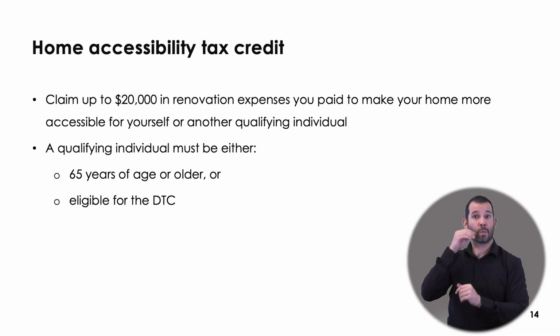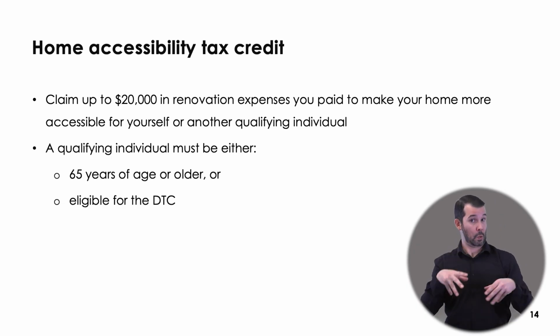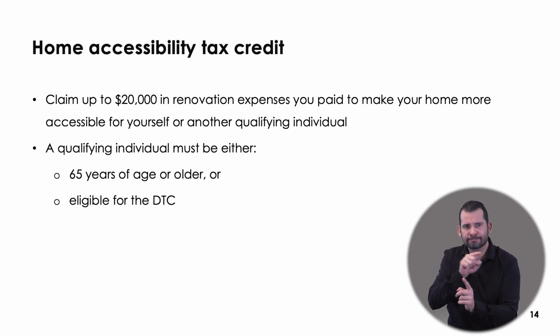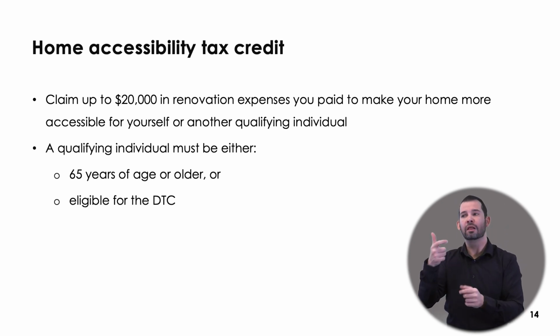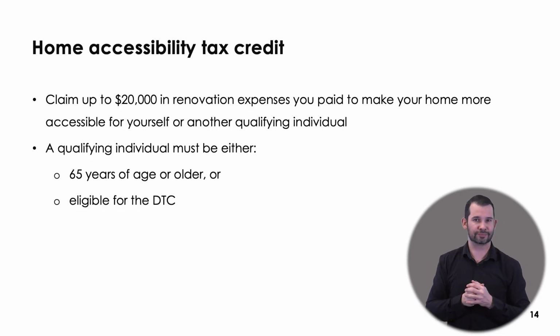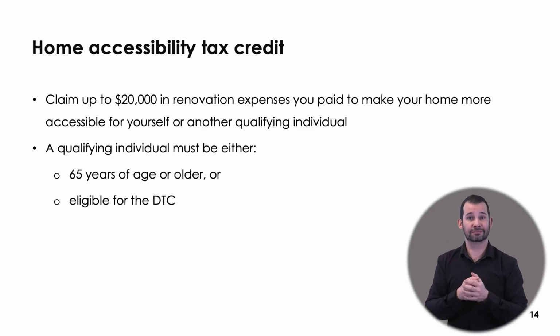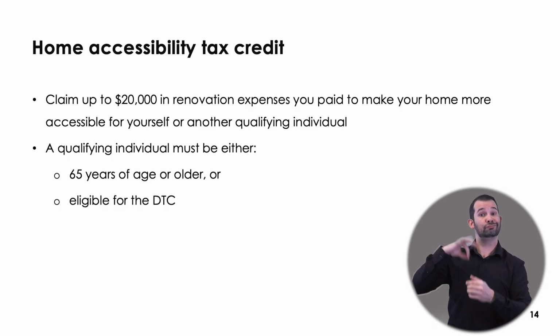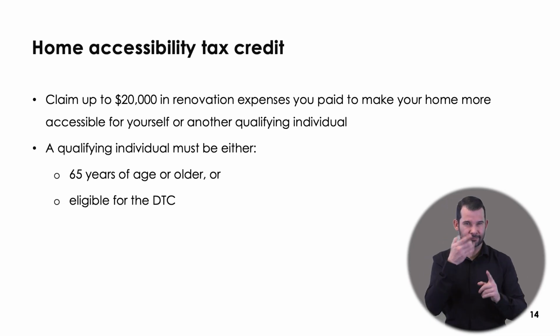The Home Accessibility Tax Credit is a non-refundable tax credit. You may be able to claim it if you own a home in Canada and you paid for eligible renovations to improve the safety or accessibility of the home for yourself or for another eligible individual. You can claim up to $20,000 each year in eligible expenses, which can result in a tax credit of up to $2,900. You may be eligible for this credit if you're 65 or older, or if you qualify for the DTC. Or you may claim for a dependent if certain criteria are met.